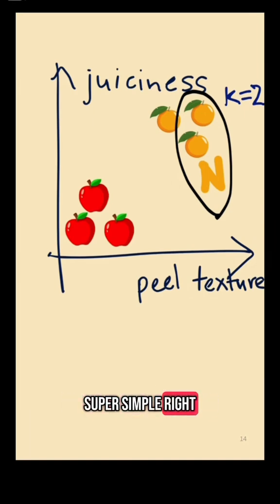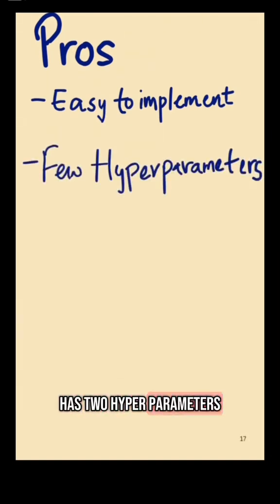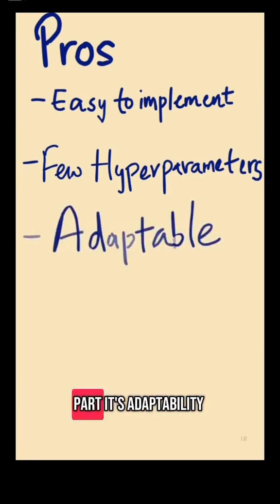Super simple, right? Now let's talk about why kNN is so awesome. First, it's easy to implement. Like we just saw, it doesn't get any simpler than that. Second, it only has two hyperparameters. The first one is k, which is how many neighbors we consider, and the second one is the distance metric. We can use Euclidean distance, Manhattan distance, Hamming distance, or any other distance. And the best part, it's adaptable.